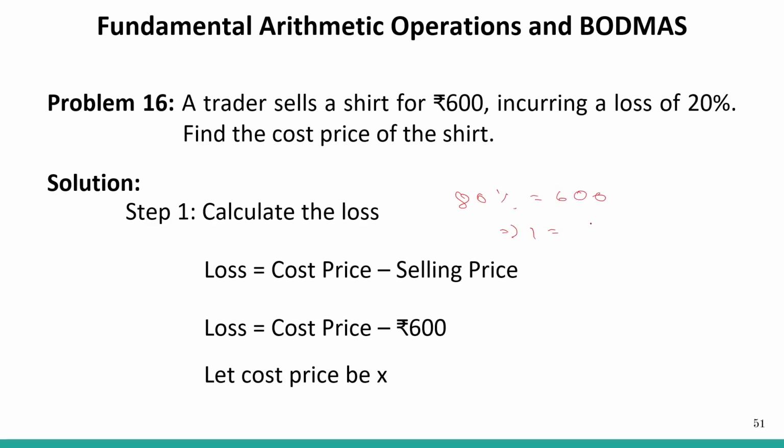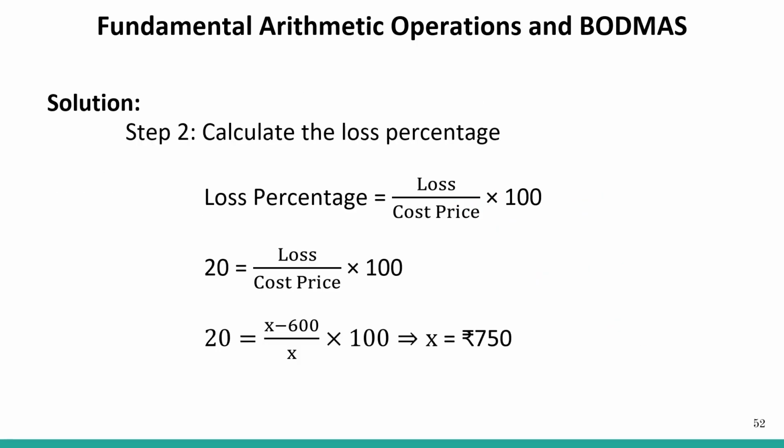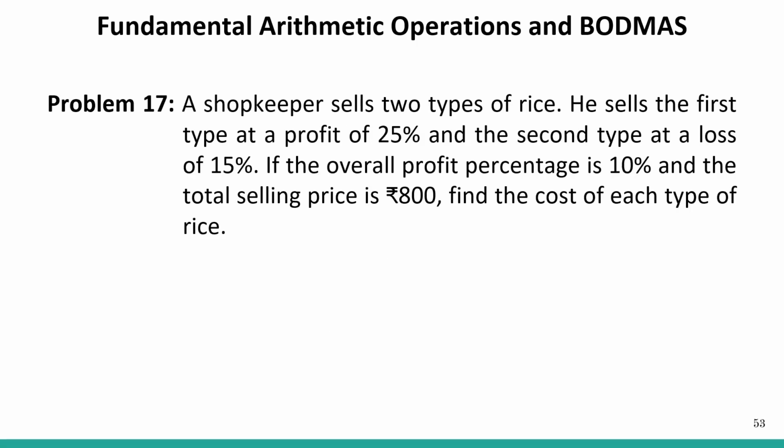So 1% is equal to 600 by 80. This implies that 100% is 600 by 80 into 100. So the 0 is cut down there, so 6000 by 8. 6000 by 8 is nothing but 750. Okay, so let's see problem number 17.